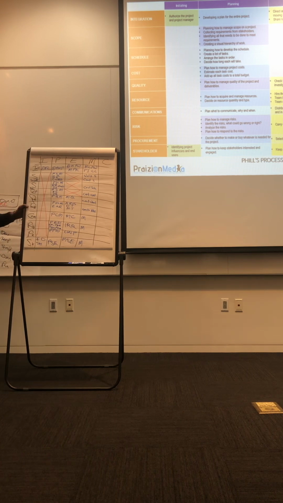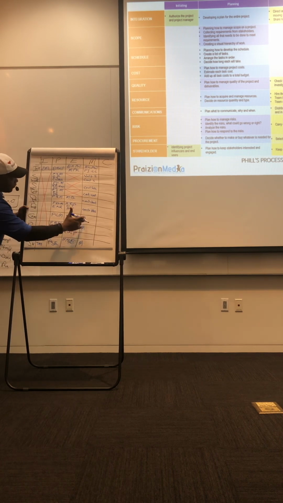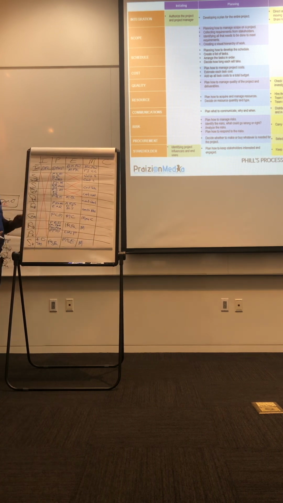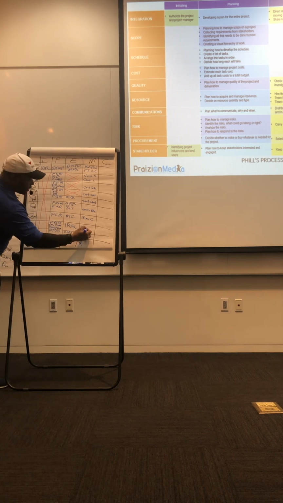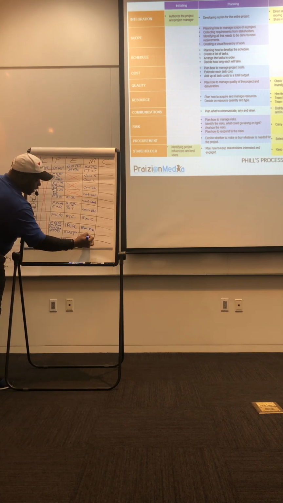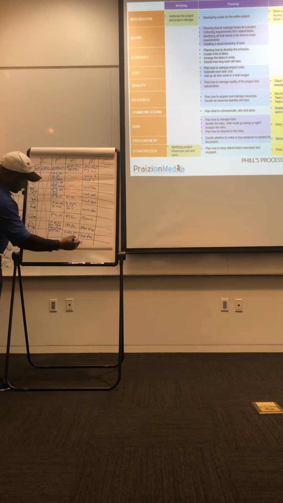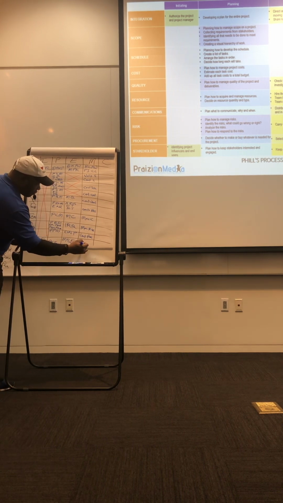Because we don't use the word control for humans. Which is why here we have monitor communications, because we don't control people. Well, we're not supposed to try to control people. Monitor risk, right? This one is control procurement, and that's where you are checking to make sure the vendor is giving you what you paid for. And last but not least, we have monitor stakeholder engagement.